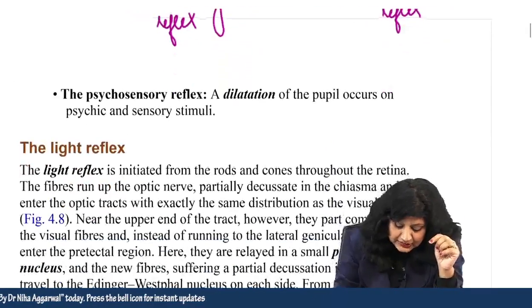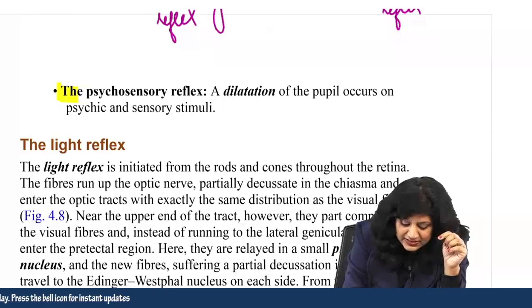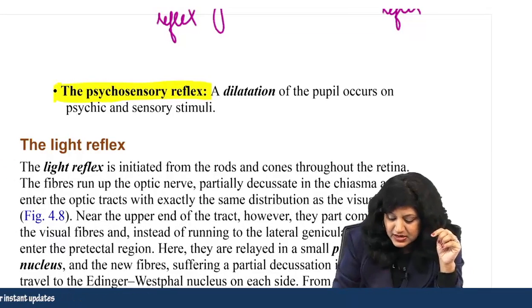Then the third kind of reflex that we have is the psychosensory reflex.